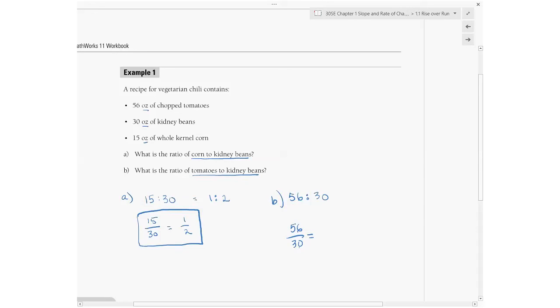What number are these both divisible by? Well, they're both even, so I know they're both divisible by 2. So let's start with that. So 30 divided by 2 is 15. 56 divided by 2 is 28. And then I look at 28 and 15 and I say, are they both divisible by the same number? Well, 28 is 4 times 7, so 2 times 2 times 7, and 15 is 3 times 5. So they don't have any common factors, so that is reduced. Or we could say here it's 28 to 15. So those are the ratios for these two things.